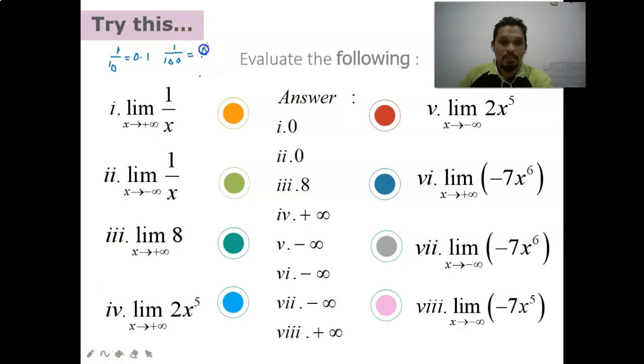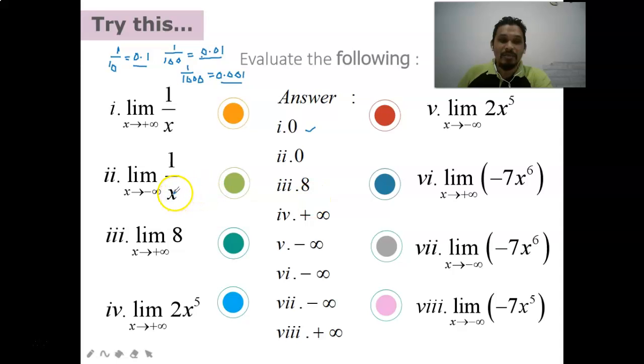1 over 100 is 0.01. Then 1 over 1000 is equal to 0.001. So the values 0.1, 0.01 and 0.001 are approaching 0, right? It's not exactly 0, but approaching 0. So we just assume that the limit of 1 over x squared, 1 over x, when x approaches positive infinity, equals 0. It's not exactly, but very close to 0, right?